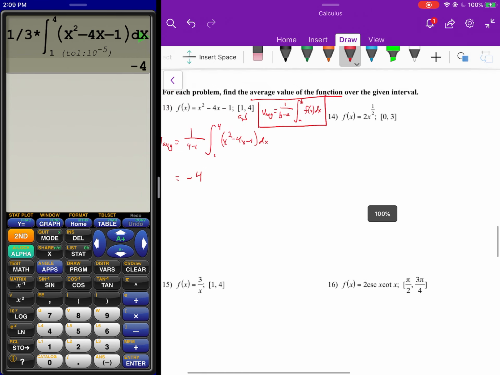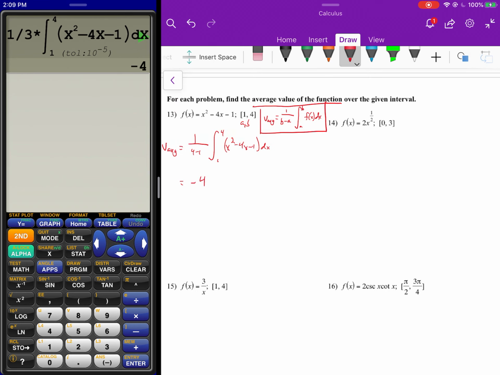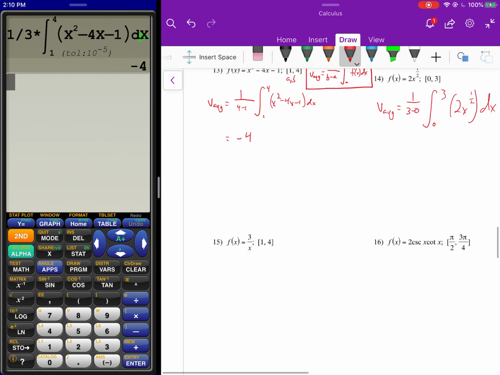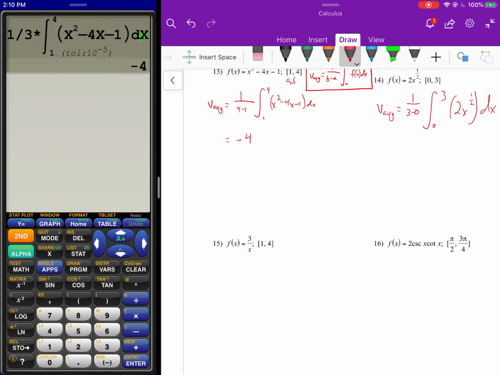So really, I don't know that I'll do all these. 14, maybe we'll write out the average value. You can plug it in your calculator on your own. So this is going to be 1 over b minus a, so 3 minus 0, the integral from 0 to 3 of the function that we're talking about, dx. And you could go ahead and put that in your calculator to get the answer. Again, a pretty easy integral to do.